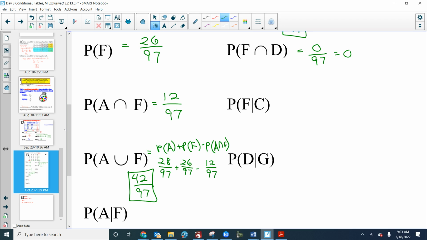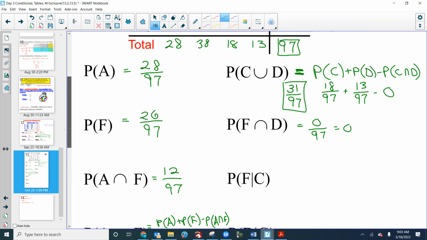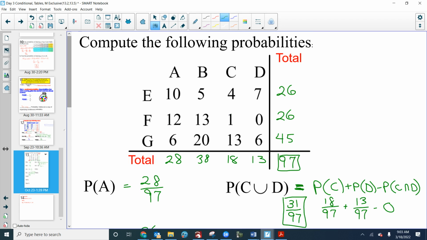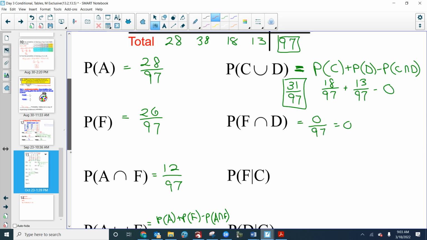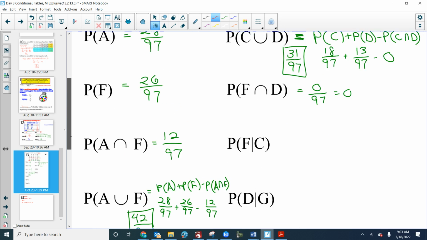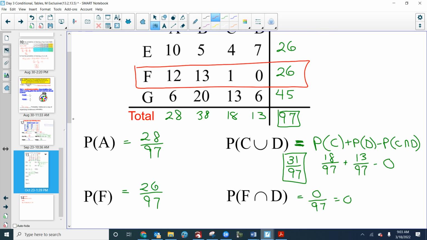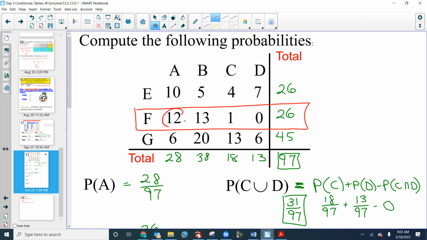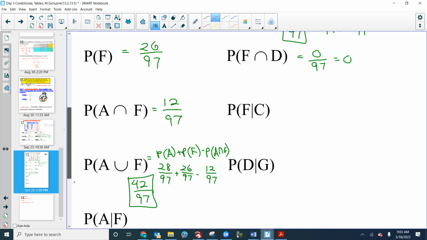All right, let's do P of A given F. So given that it's in the F row, find the probability that it's A. Well, there's 12 A's out of the 26 in the F row. 12 out of 26.